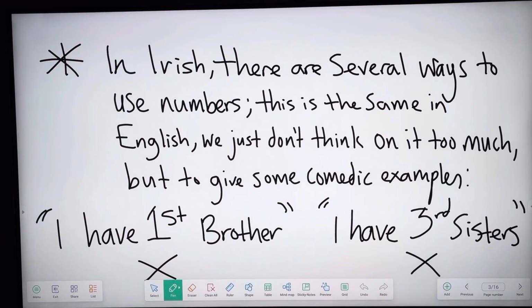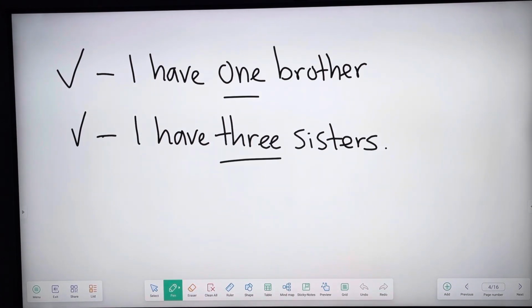So in Irish, there are several ways to use numbers. This is the same as English, but we just don't think on it too much. But to give some comedic examples, I have first brother, I have third sisters. Now this isn't the right number system in English, and it's the same in Irish. I have one brother, I have three sisters. Now that's English. I'm going to show you how it's done in Irish.